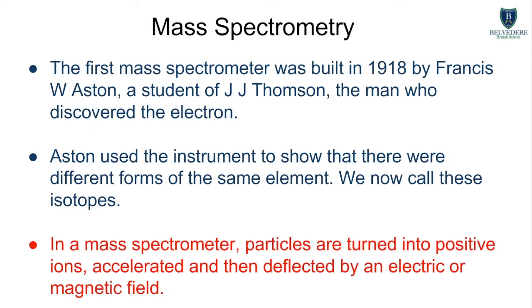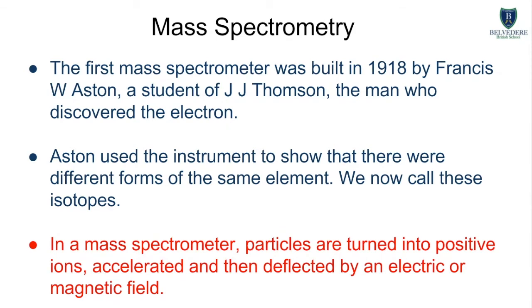So what Francis Aston did is he used the instrument to show that there were different forms of the same element, and we now call these isotopes. So before this point, isotopes were just theorized and potential, that we may have different masses, but we didn't necessarily know why. So we used the mass spectrometer in order to prove that isotopes exist and then expand our knowledge of atomic theory. So remember, back in 1918, atomic theory was still being developed and we didn't know the model of the atom that we know now.